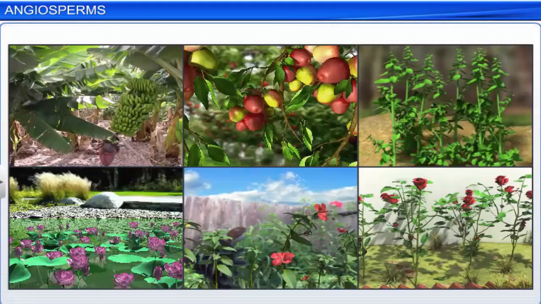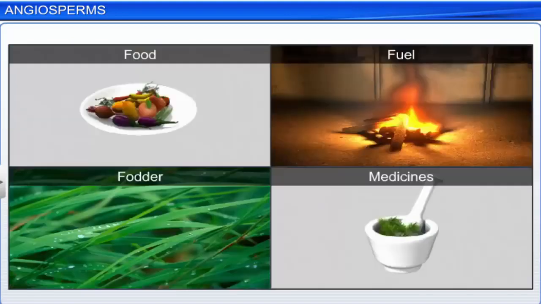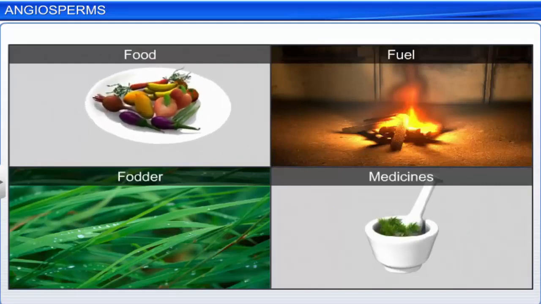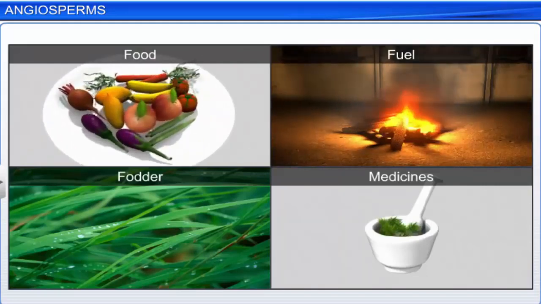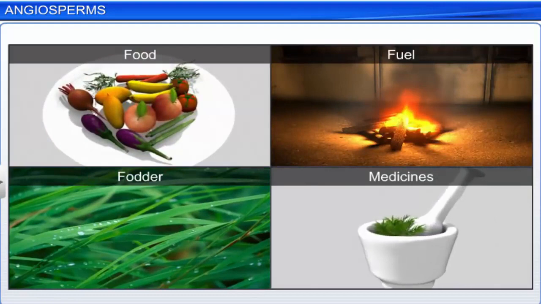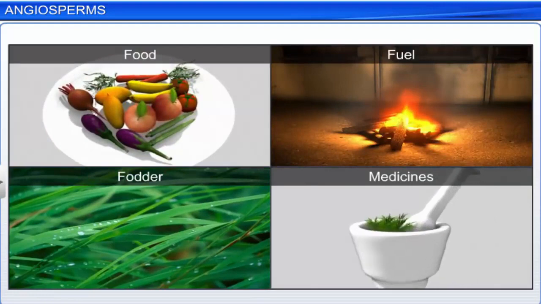Angiosperms are one of the biggest plant groups, and they grow in diverse habitats such as land and water, as well as in different climatic conditions. Besides being a source of food, they supply us with fuel, fodder, and medicines. Thus, angiosperms form an integral part of the ecosystem as well as of our daily lives.